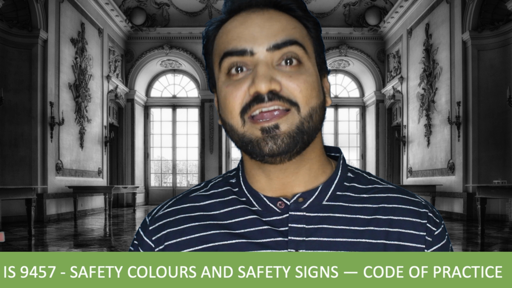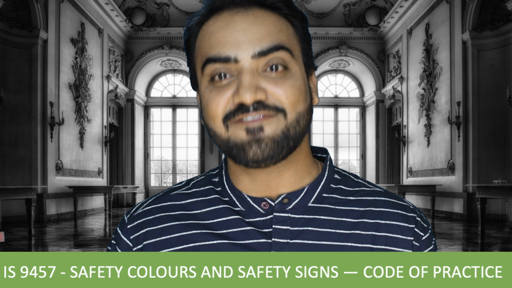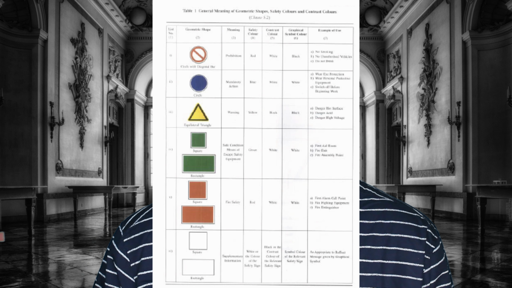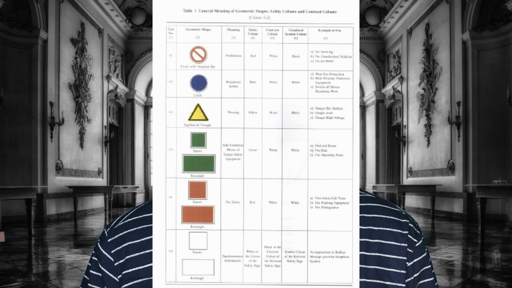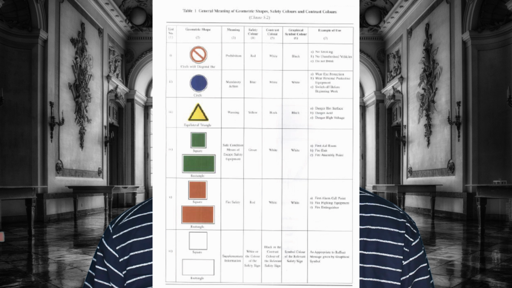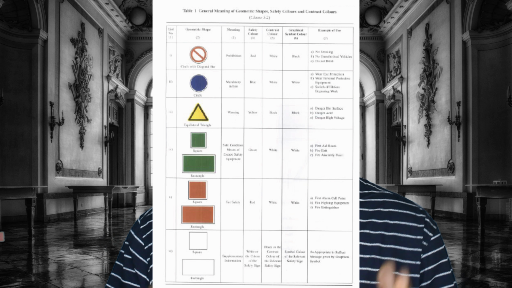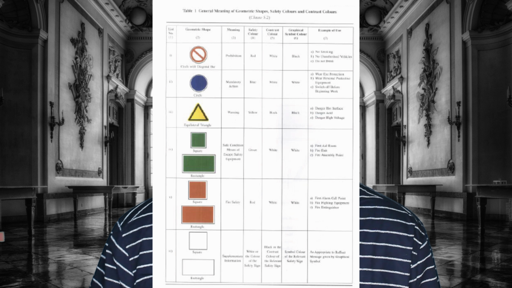Let's talk about the Indian standard, which is IS 9457, known as safety colors and safety signs code of practice. This is very similar to the ISO 3864 safety signage standard, where the graphical symbols, color, background color and text are represented. As per IS 9457, as shown in this table, the graphical shape and the background colors are shown for all the meanings of safety signs, where prohibition, mandatory action, warning, safe condition and fire safety signs and shapes are mentioned in this particular table.